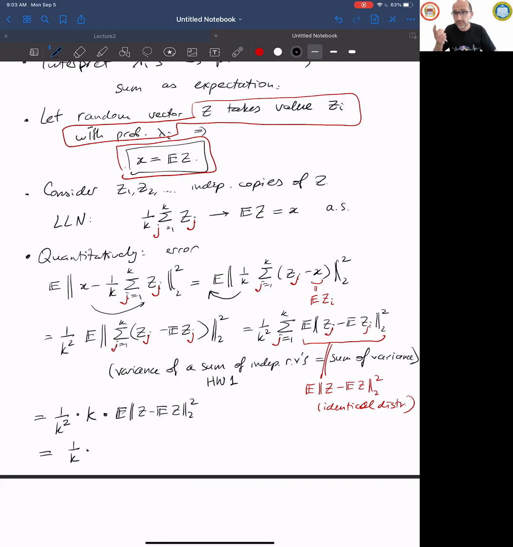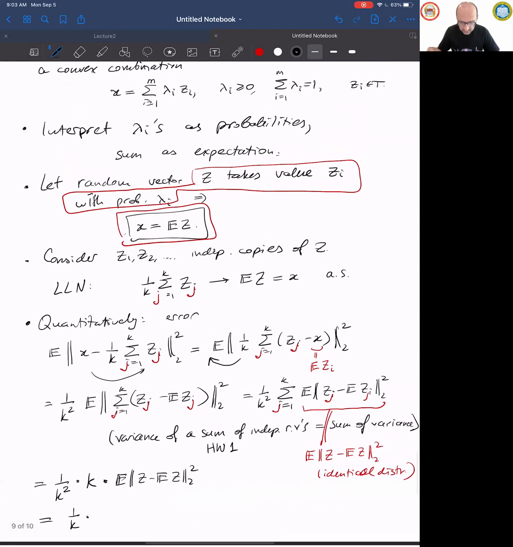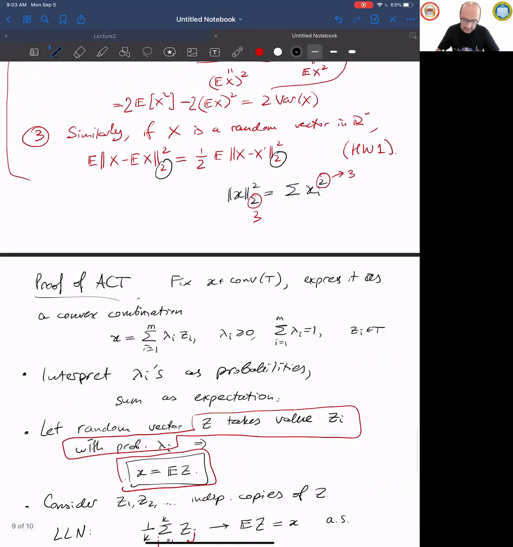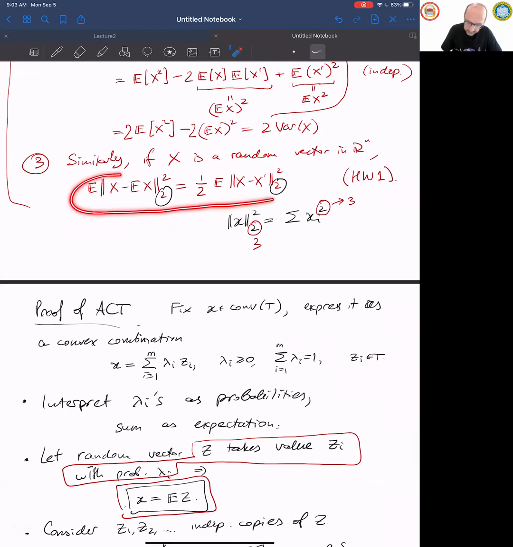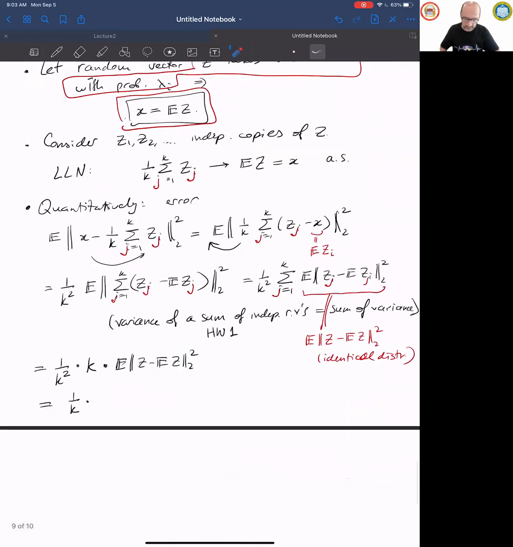So this is 1 over k times, and then we use the alternative definition, the identity for the variance, this one. The variance equals 1/2 expected value of the dispersion between x and x prime. So I'll use it here. So it's k times 1/2, and then there is a dispersion of z minus z prime, like this. This is from fact 3.